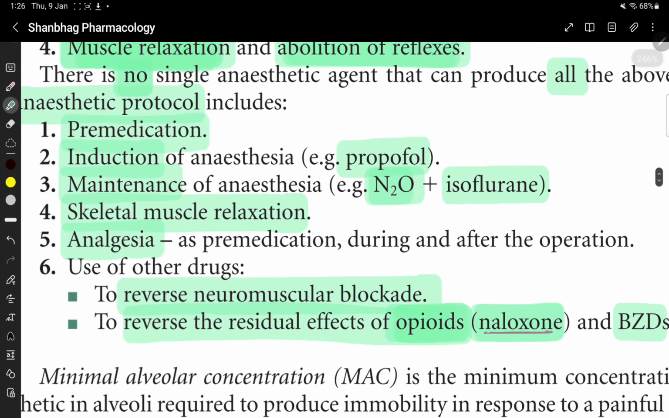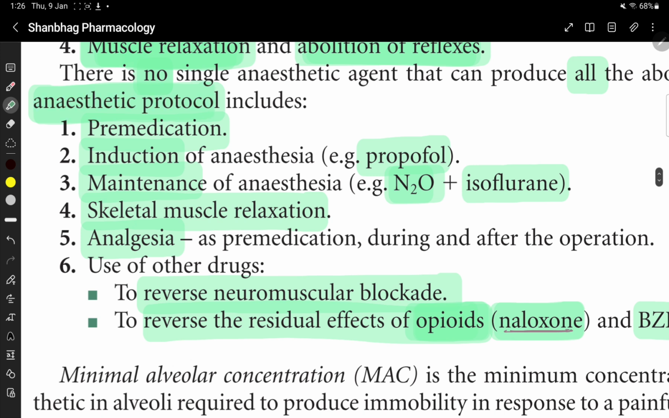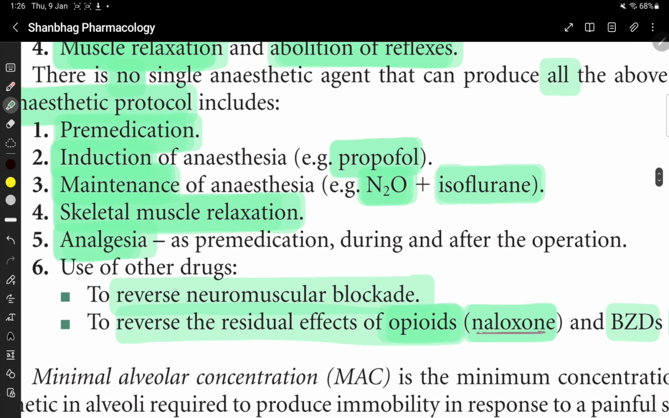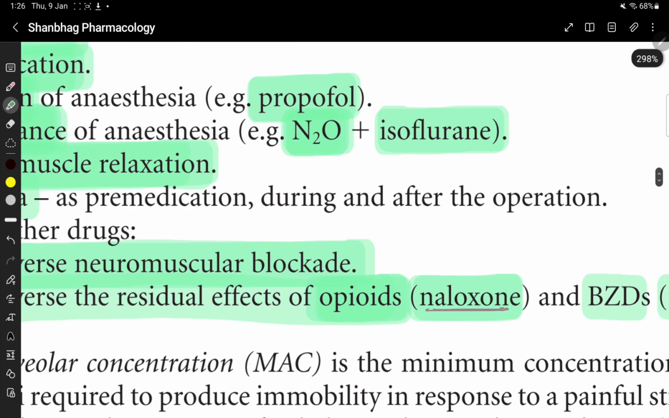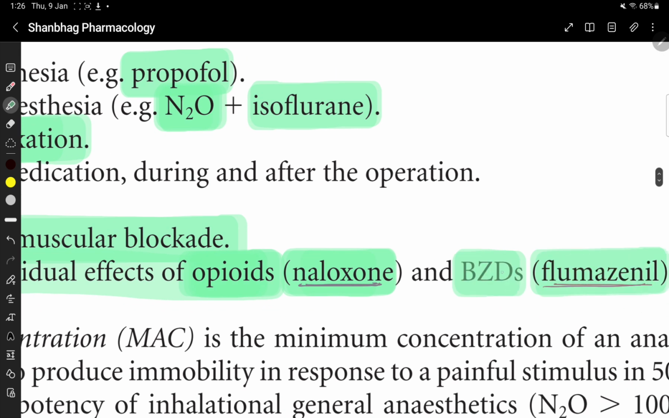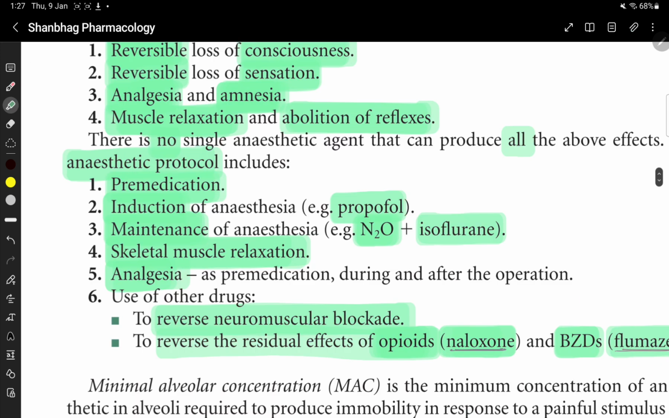So anesthetic protocol includes pre-medication, induction of anesthesia, for example with propofol, maintenance of anesthesia, example N2O plus isoflurane, skeletal muscle relaxation, then analgesia, and use of other drugs to reverse neuromuscular blockade and to reverse the residual effects of opioids. We use naloxone, and we use flumazenil to reverse the effect of benzodiazepine. So first is pre-medication, induction, then maintenance, then skeletal muscle relaxation, analgesia.